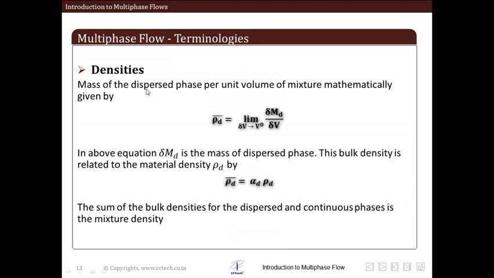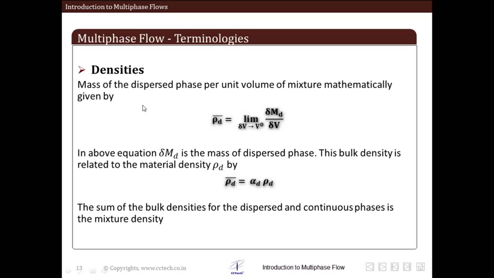Next are the density terms. Now, density or the bulk density is defined as the mass of the dispersed phase per unit volume of mixture, mathematically given by this limiting equation. In this equation, delta md is the mass of the dispersed phase. This bulk density is related to material density by using the volume fraction of the dispersed phase. Also, the sum of the bulk densities for the dispersed and the continuous phase is the mixture density.